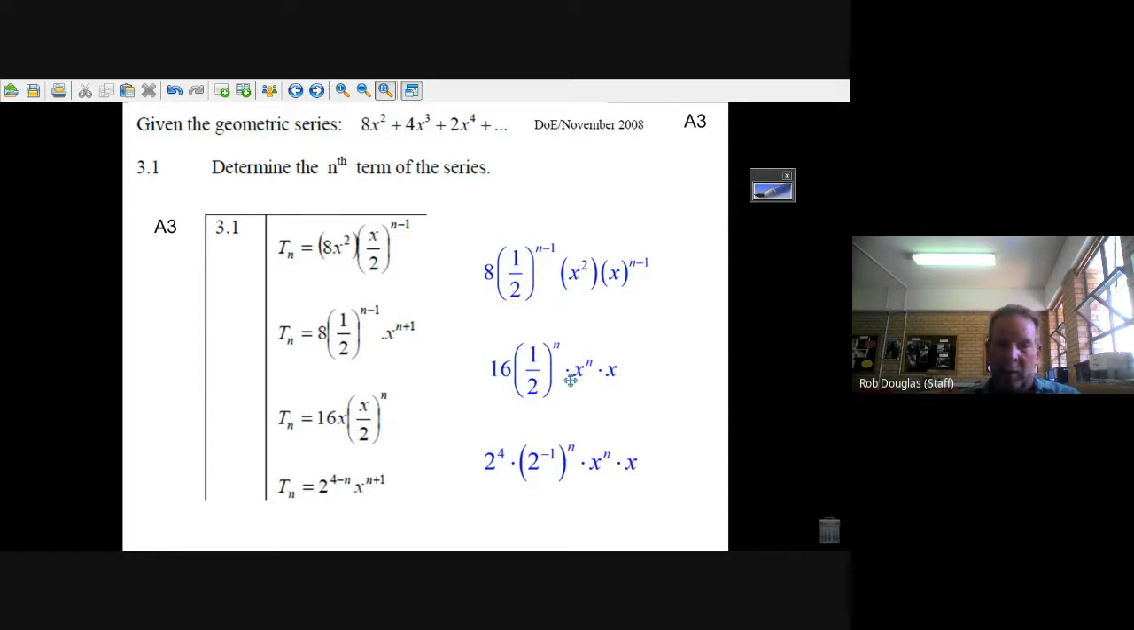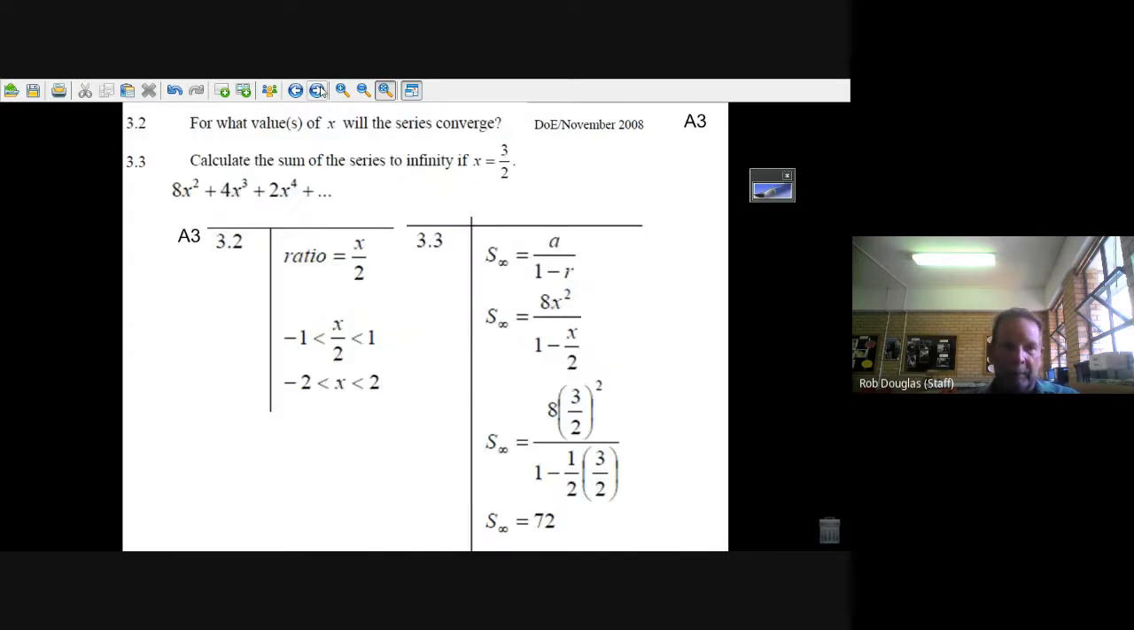Well, there we go. I wouldn't break it up like this. I'd go straight from here down to here. This is x to the n plus 1. So x to the n times x to the 1 is x to the n plus 1. This is 2 to the 4th, and 2 to the minus 1 power is what 1/2 is, to the nth power. That gives you 2 to the minus n here. 4 minus n, 2 to the 4 minus n. That's tricky exponent stuff. You have to look at it really closely when you look at the memo.